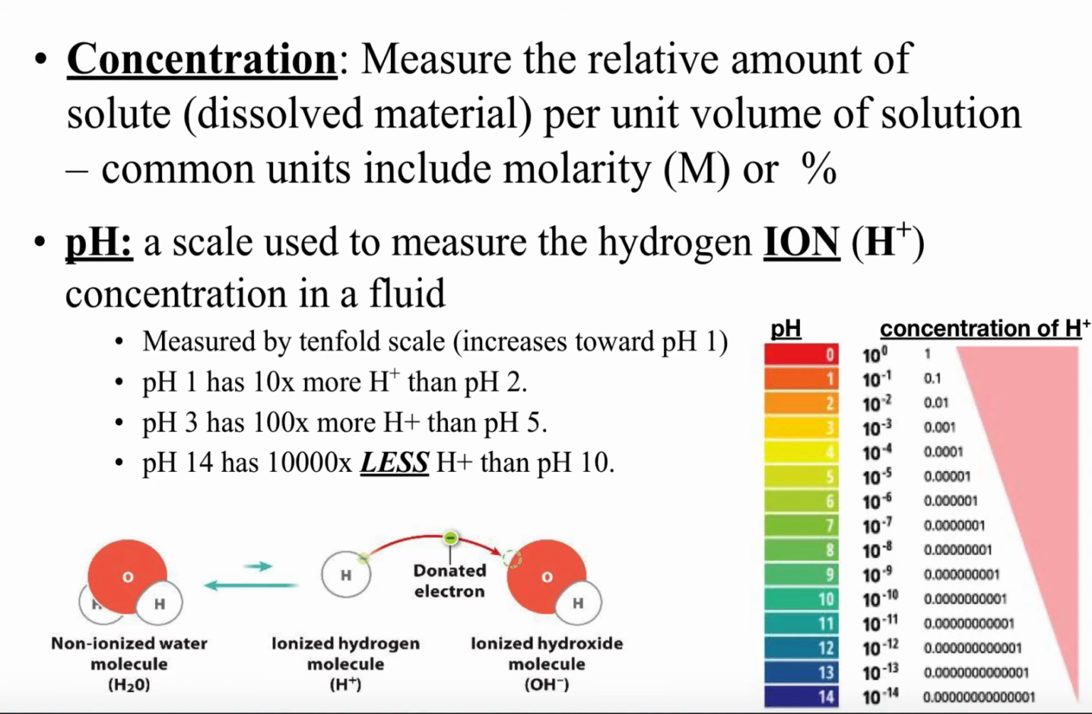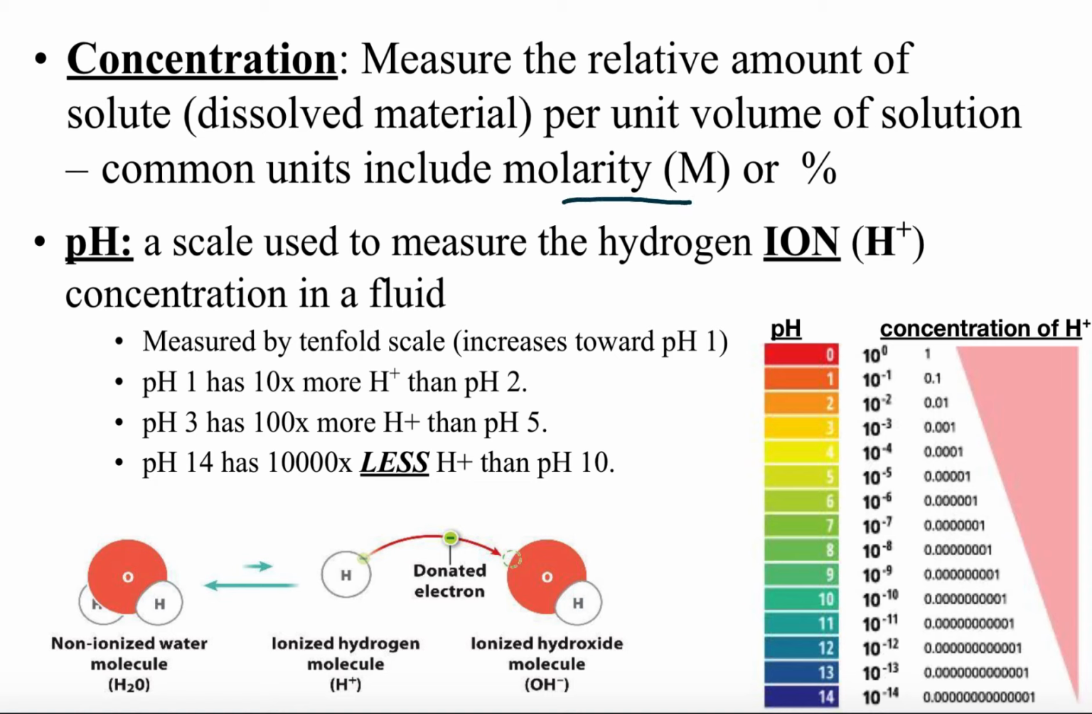So concentration is the measurement of the relative amount of a solute, which is dissolved stuff within a liquid, per unit volume of solution. So in the liquid in your body, it's the amount of something that's dissolved in that liquid. For the amount of salt you have dissolved in a jug of water, the solute is salt, and the mixture of salt and water is the solution. There are different common units used to measure concentration, like molarity, which you'll sometimes see.